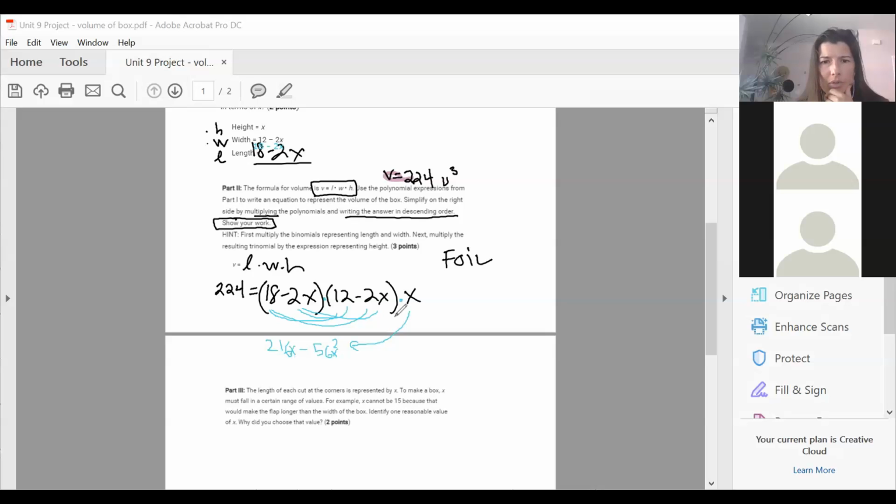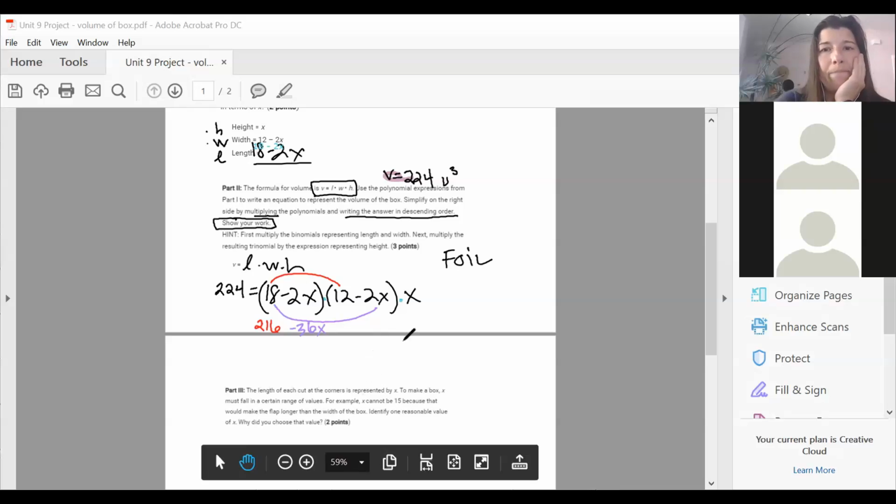Okay, let's break it down. We're going to just do all the steps. So first, 18 times 12. What'd you get for that? I got 216. All right, so 216. And I'm going to change my colors for each one just so we can keep track. Then we're going to do 18 times negative 2x. So 18 times negative 2 is negative 36x. We okay with that?